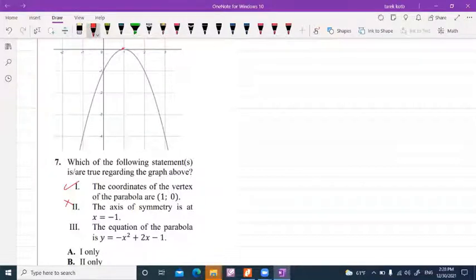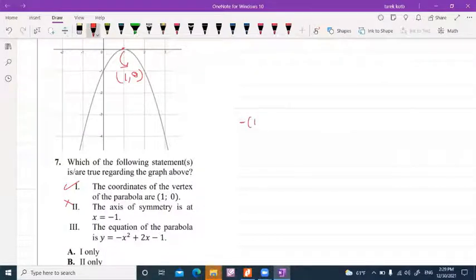It's better to check this equation with the parabola. You have the vertex, which is 1 and 0. Check 1 and 0 here means put x equals 1 and try to get y. If y equals 0, it's correct. This equation will be correct.